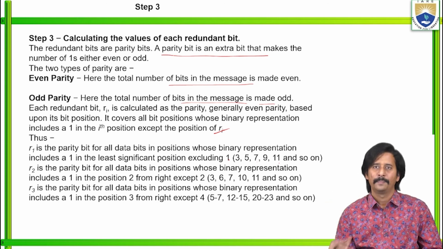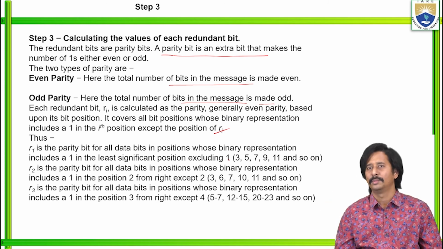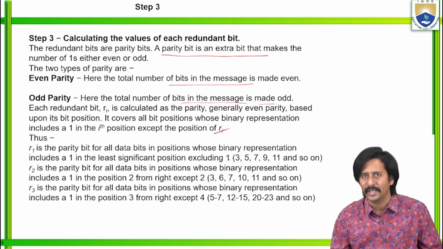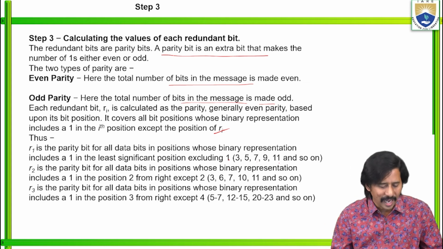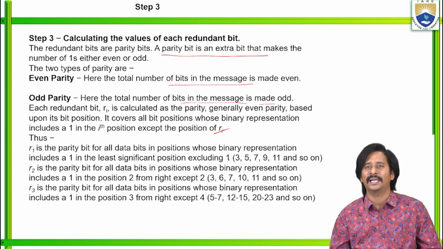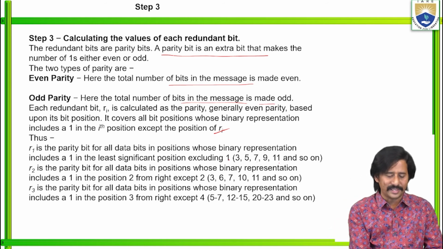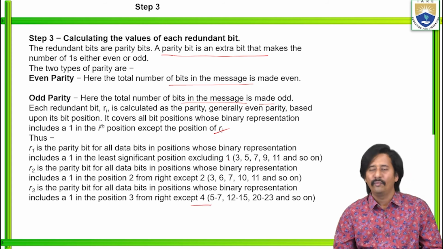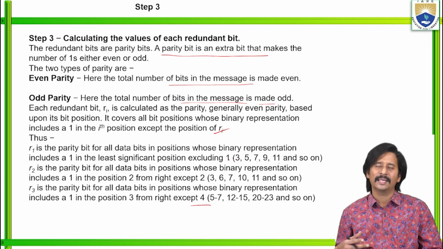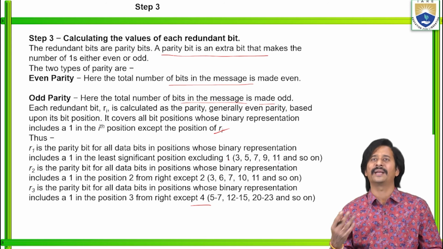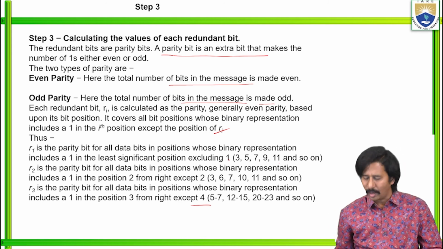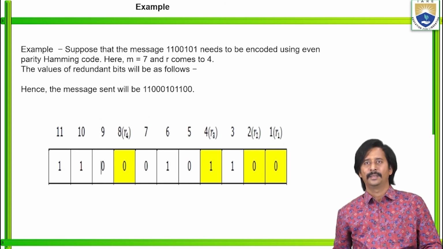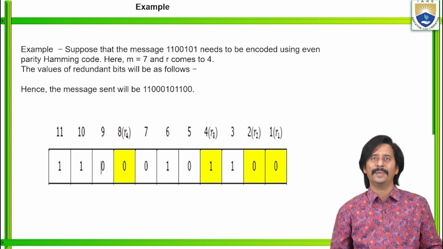So that is from right except 2, 3, 6, 7, 10, 11 and so on. Similarly, R3 is the parity bit for all the data bits in positions whose binary representation includes 1 in position 3 from right except 4. So like this, we need to calculate the values of each and every redundant bit, either even parity or odd parity. Right. So let us take a simple example.